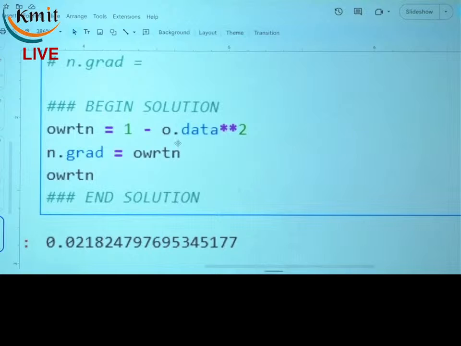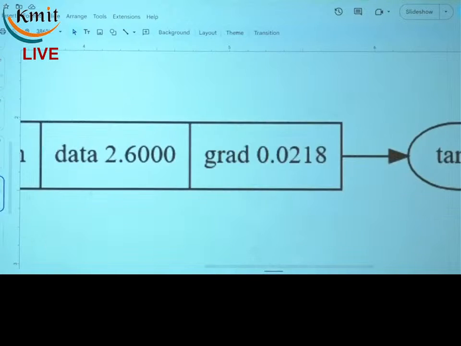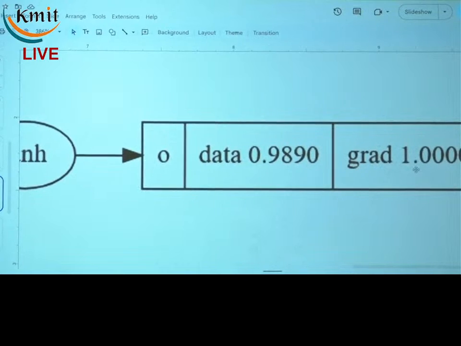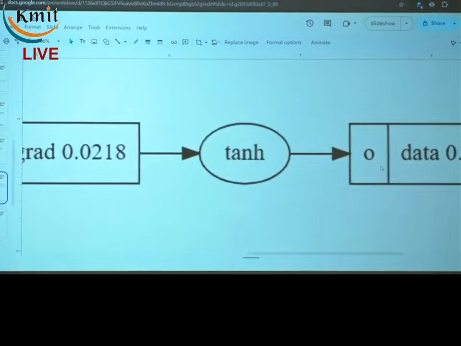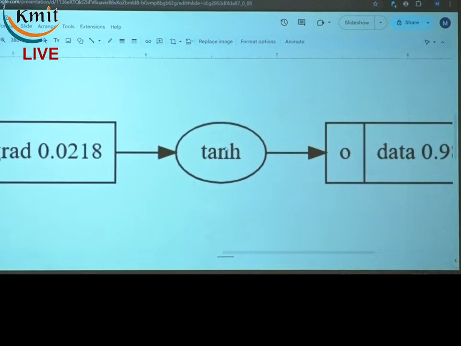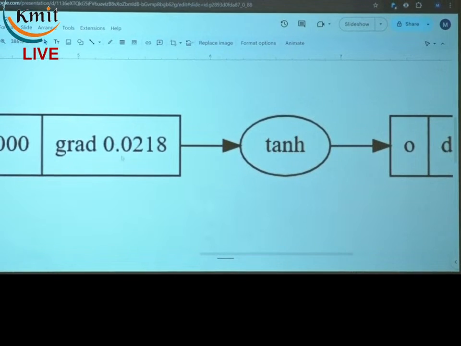Right? So this is for O with respect to n. Now I'll show you with the help of the diagram. So this is where you are. This is the rightmost node, which is 1, quite trivial. Now tanh is there. So what is the derivative of tanh? 1 minus tanh square. So using that you got this value, 0.0218, right?